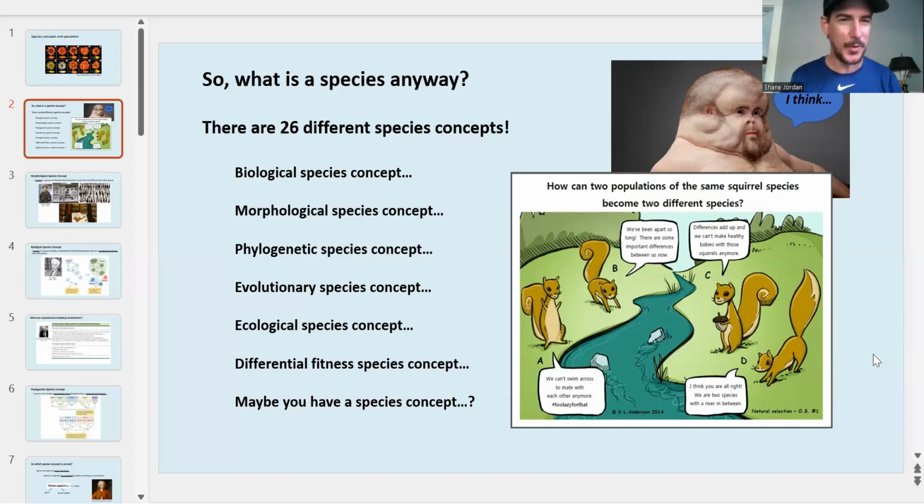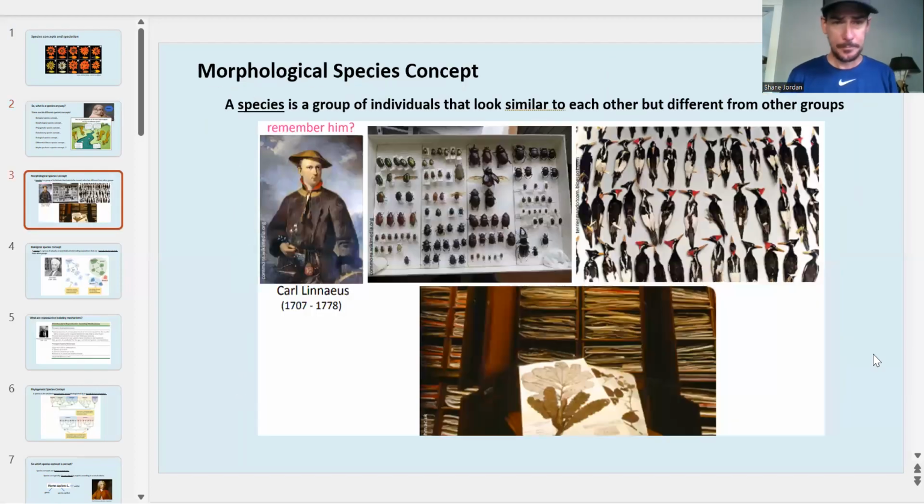We won't talk about all 26 concepts, but we will talk briefly about some of the ones that are most commonly used. And probably the original species concept used by naturalists, say like Carl Linnaeus in the 18th century, was something called a morphological species concept. And by this concept, we're basically saying that a species is a group of individuals who look similar to each other, but different from other groups.